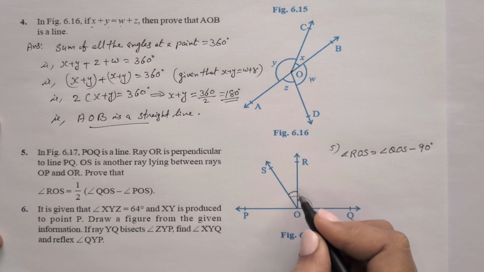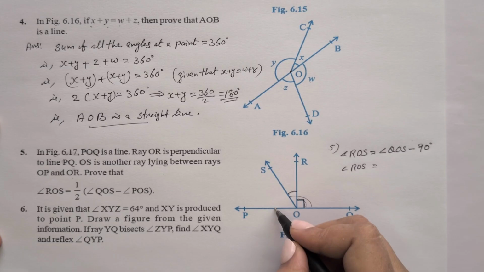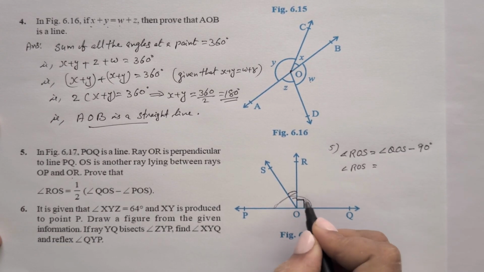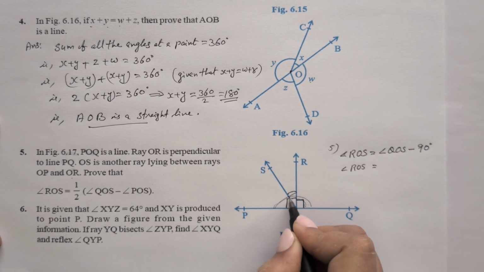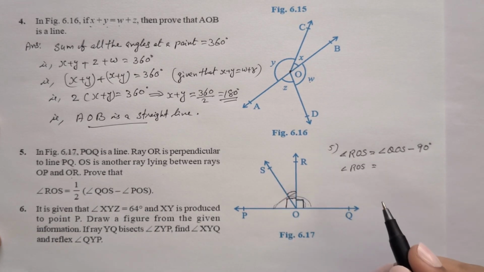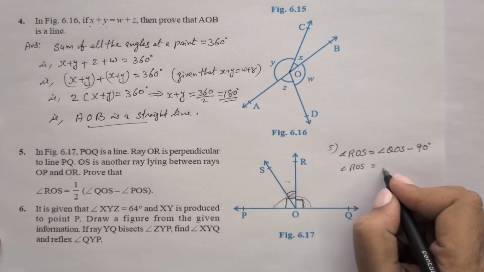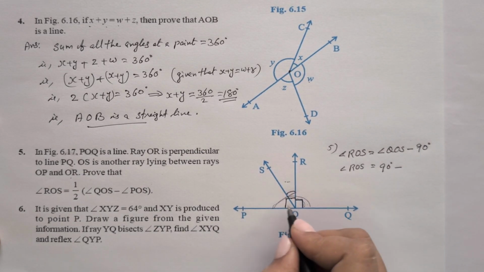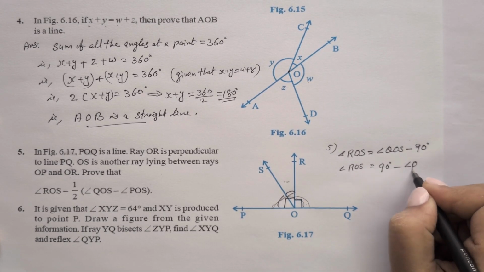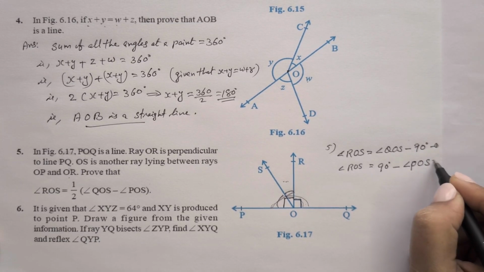Again, if you are taking from the left side, angle ROS is equal to, if we are taking from here, this total is coming 90 degrees. The other side is 90 degrees, which means this side also 90 degrees. So total is 90 degrees, minus POS. So ROS we can write as this side 90 degrees, minus this angle POS. These are two equations, first one, 2.